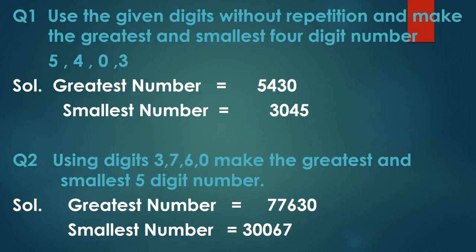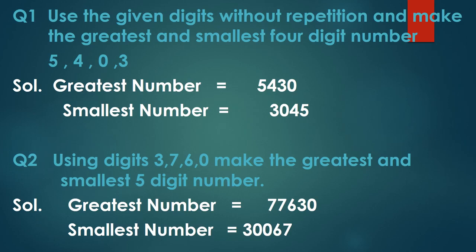Now see some of the questions. Question number 1 is, use the given digits without repetition and make the greatest and the smallest 4-digit number. Digits are 5, 4, 0, 3. Now see what you have to do in this question. You have to make the greatest and the smallest 4-digit number and you will not repeat any digit. Okay, so now we will make the greatest number.